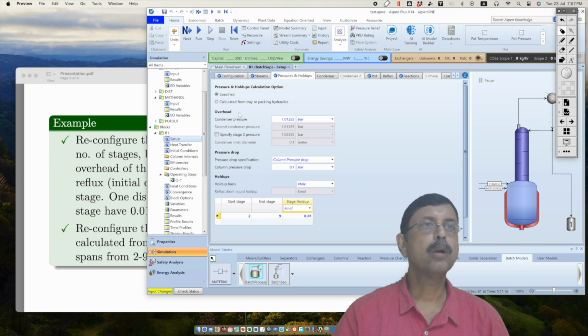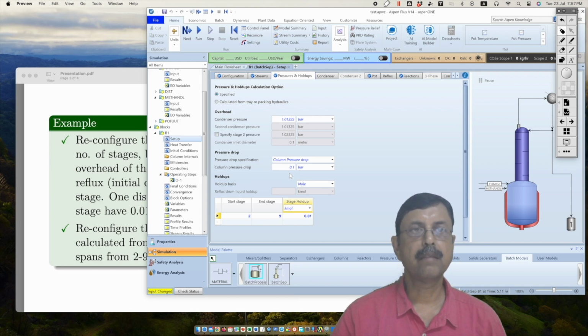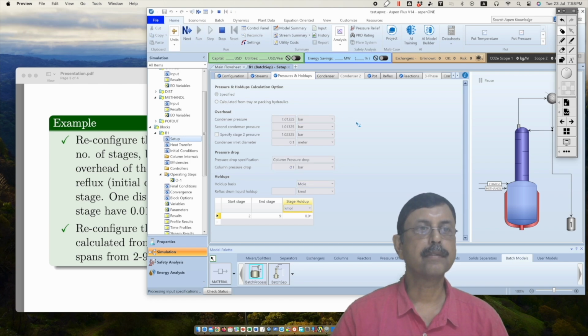So we are not complicating by asking them to calculate from tray or packing hydraulics at this point. For that we have to provide the overhead condenser pressure, which we keep as 1 atmosphere. We have to provide some column pressure drop, which we have given by default, whatever is available, and we have to specify the holdup that we had specified. Now we can run the process.